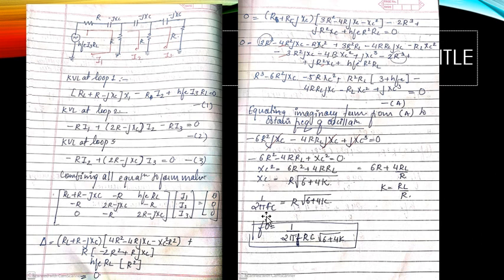XC is nothing but 1 upon 2 pi FC. So we can find out the frequency of the basic equivalent circuit. So Fo is equal to 1 upon 2 pi RC root of 6 plus 4k, where the other terms cancel, so we are going to have root of 6 plus 4k.